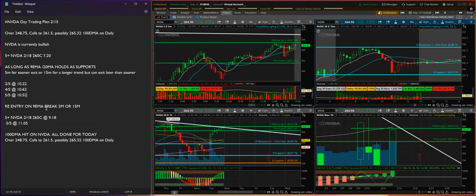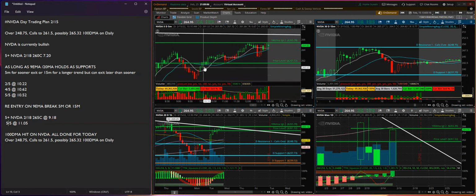And we also got a re-entry when my 9 EMA broke again on my 5 minutes. We bought 5 at 9.18 for weeklies again at 265 strike. And we held it because my 9 EMA was holding on my 15 minutes and also on my 5 minutes. So I sold all 5 at 11.05, couple $100 profit right there. Very, very nice planned out play right there. 100-day moving average resistance hit on NVIDIA today, all done for today. You can see right here, 265.40, perfectly hit. Now we're all done. That's it.